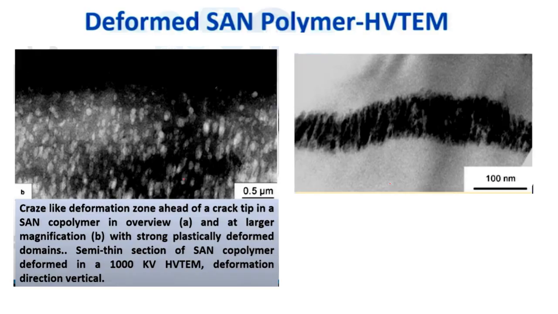This is the SAN polymer, that is styrene acrylonitrile polymer, and the craze-like deformation zone ahead of a crack tip in a SAN copolymer, shown at larger magnification, that is 100 nanometer, and this is 0.5 micrometer. Now this white color part is because of the styrene, and this is for the acrylonitrile. Now you see that a very high electron voltage is required, around 1000 kilovolt. That's why it is a high voltage transmission electron microscope.